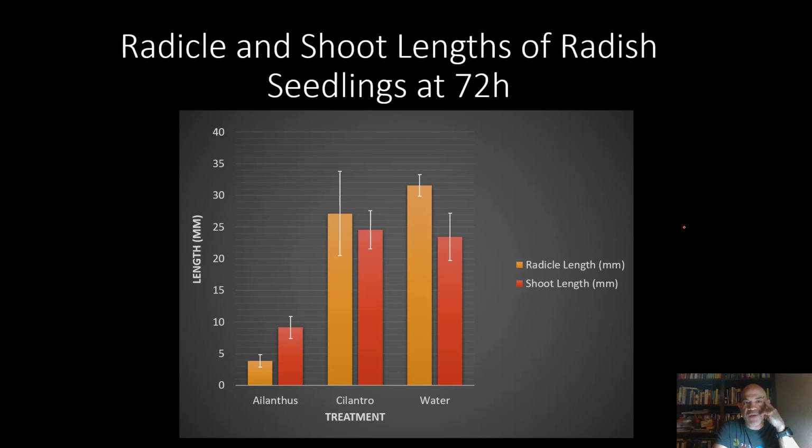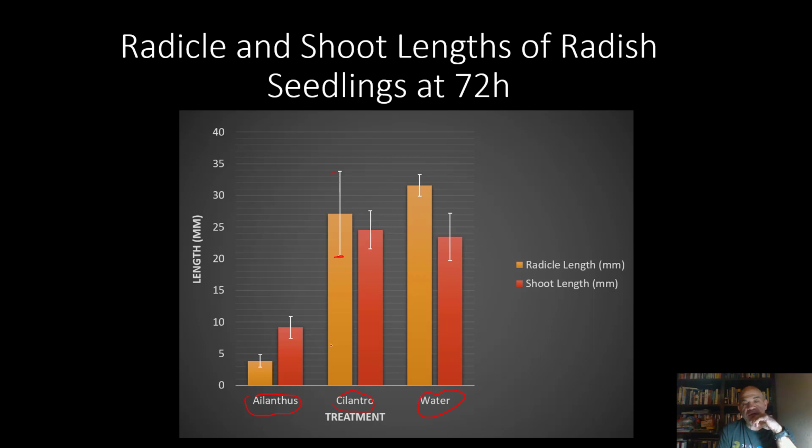But now when we come to the radicle and shoot lengths, and I showed you pictures of those, and you look, the radicle lengths are in orange. And the error bars represent the test range. This is plus 1/2 standard deviation. This is minus 1/2 standard deviation. The middle 2 columns are for the cilantro. Here's the Ailanthus, the one we suspect of allelopathy, and here's your control.